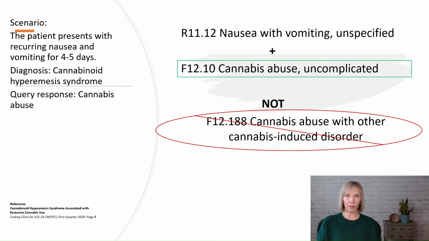The coding clinic further advises that when the specific pattern of substance use, such as dependence, abuse, or use, is not clearly documented, it's necessary to query the physician for clarification. For instance, if the query confirms cannabis abuse, the code for cannabis abuse uncomplicated should be assigned. This is because cannabinoid hyperemesis syndrome is a medical condition caused by heavy chronic marijuana use, and it does not fall under the classification of a substance-related disorder in ICD-10.